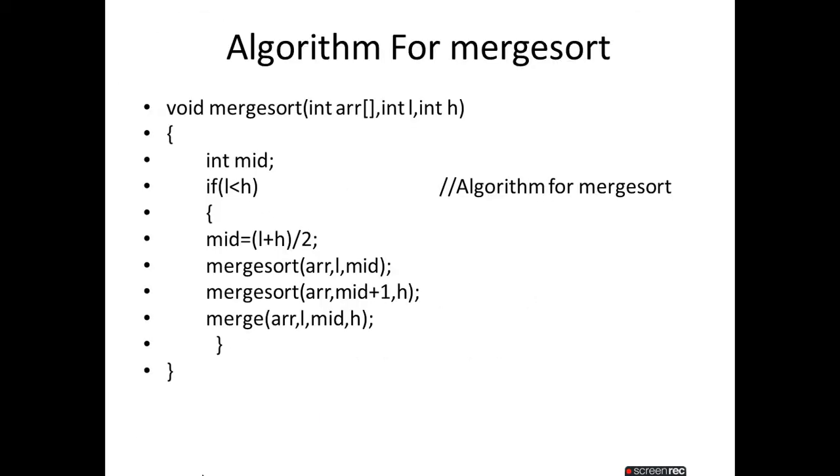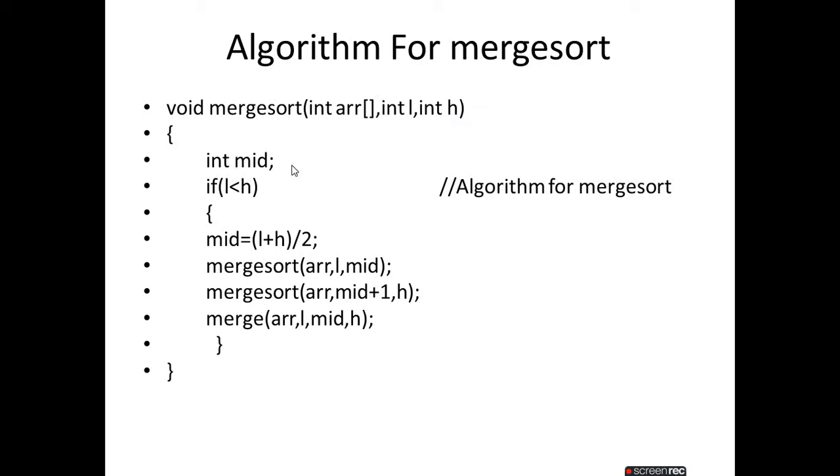This is basically our algorithm for the merge sort. It is a function called merge sort. Its return type is void, which means nothing is returned. We are passing 3 parameters to this merge sort function. First is the array, the full array is passed, with integer data type, and L and H, meaning the lower bound value and the upper bound value, both of integer data type. So 3 parameters we are passing.